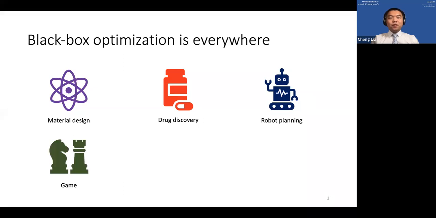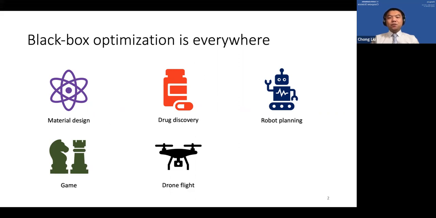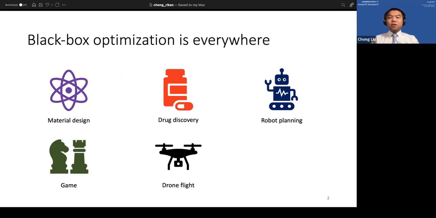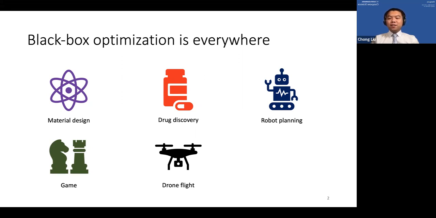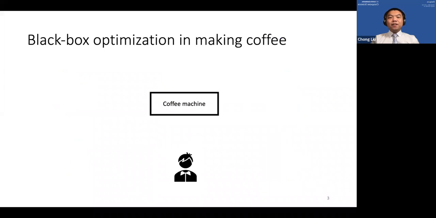And also in the game you play with your friends, that is an optimization where the final reward is that you want to win, right? And also in drone flights, let's say the drone is going to deliver something. The optimization problem is how to fly in the minimum time to deliver the food to someone. And also black box optimization may exist in making a coffee. I'd like to take the coffee, for example.